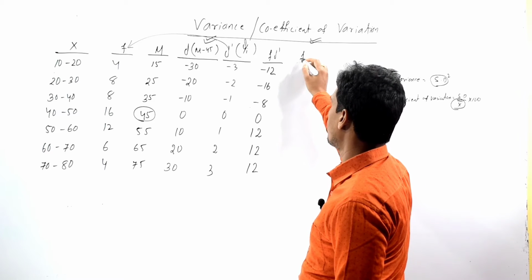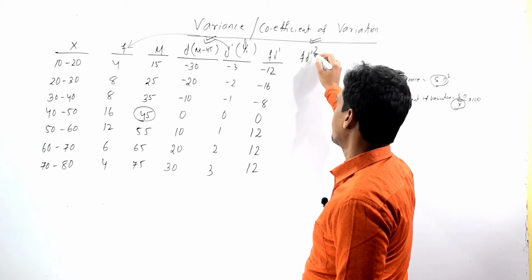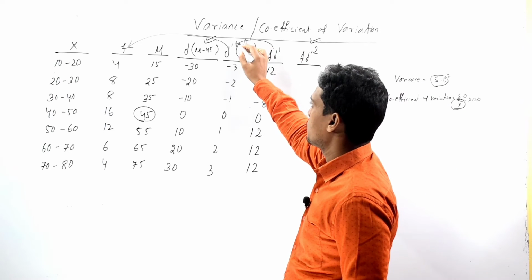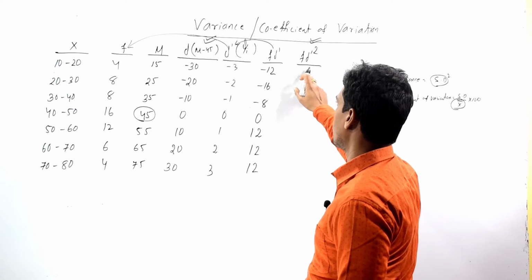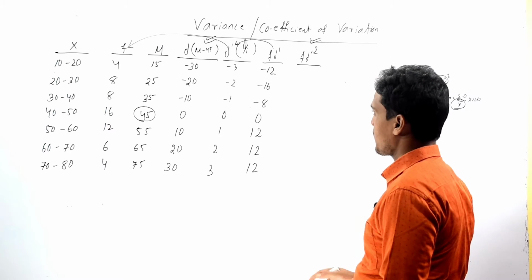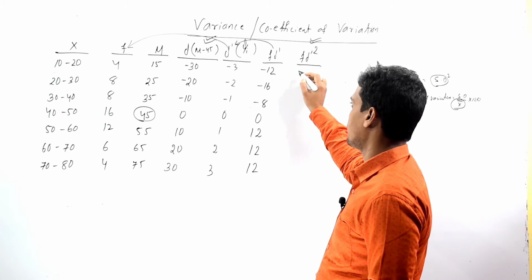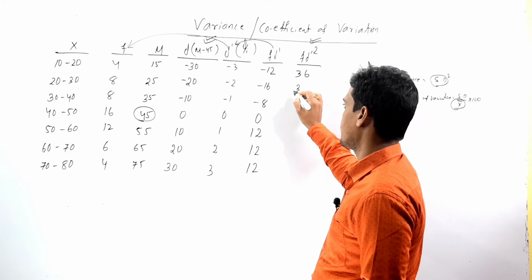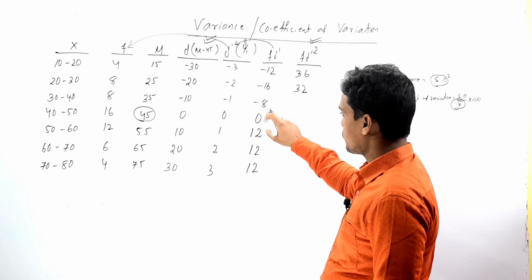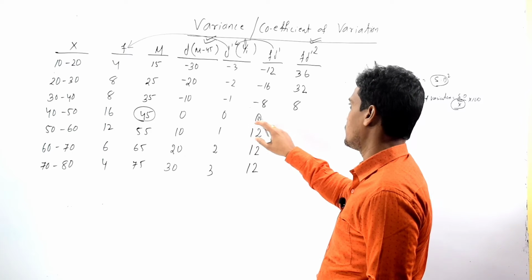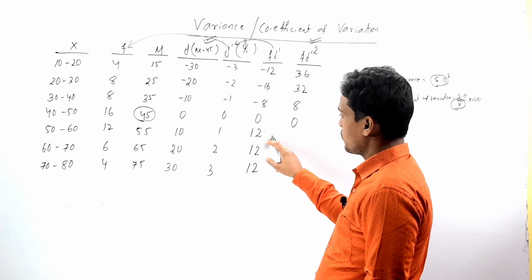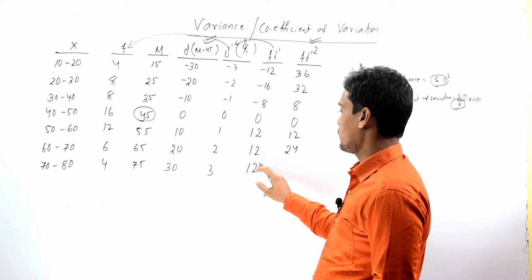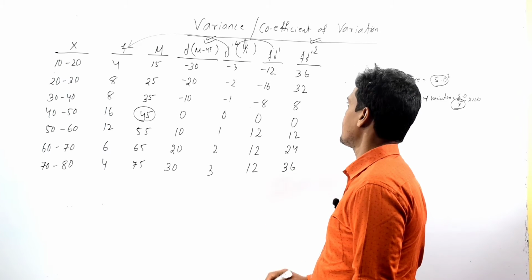Now find out f d dash square by multiplying f d dash with d dash. We can compute our f d dash square. So minus 3 into minus 12 is 36, minus 2 into minus 16 is 32, minus 1 into minus 8 is 8, 0 into 0 is 0, 12 into 1 is 12, 12 into 2 is 24, 12 into 3 is 36.